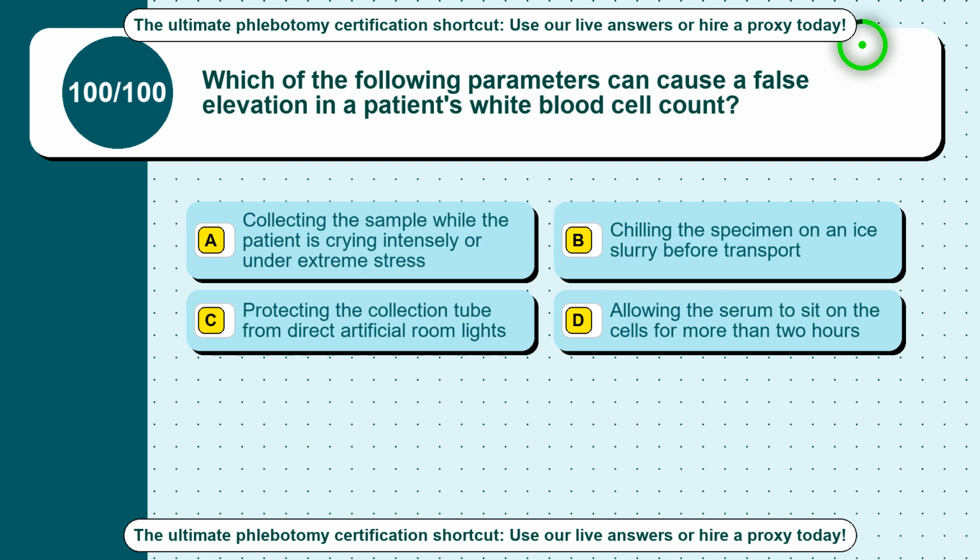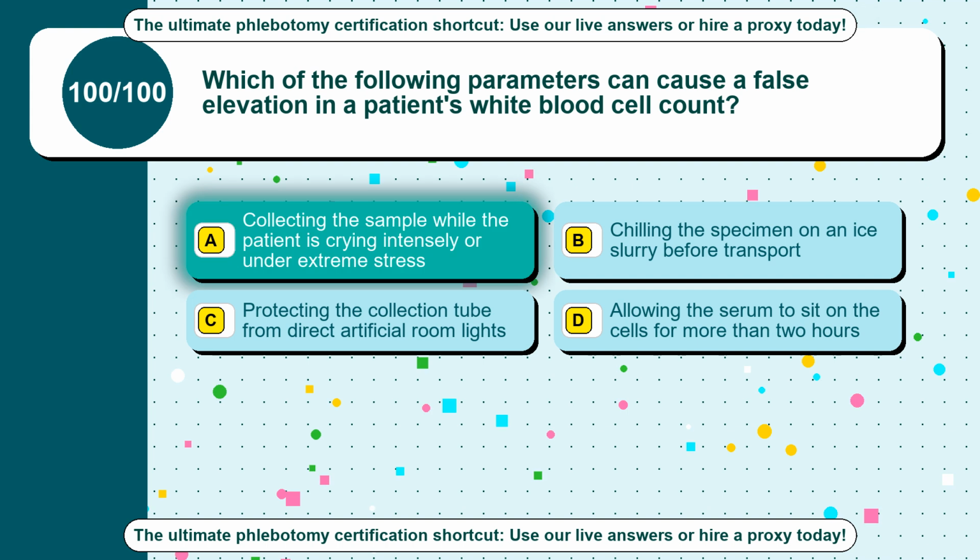Question 100. Which of the following parameters can cause a false elevation in a patient's white blood cell count? Option A, collecting the sample while the patient is crying intensely or under extreme stress. Option B, chilling the specimen on an ice slurry before transport. Option C, protecting the collection tube from direct artificial room lights. Option D, allowing the serum to sit on the cells for more than 2 hours.